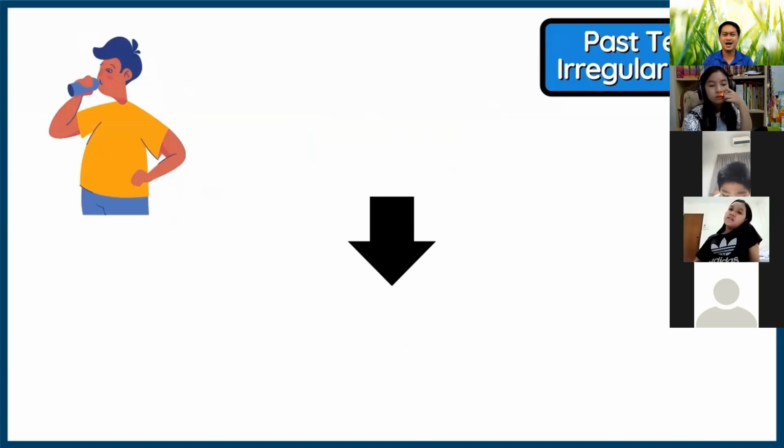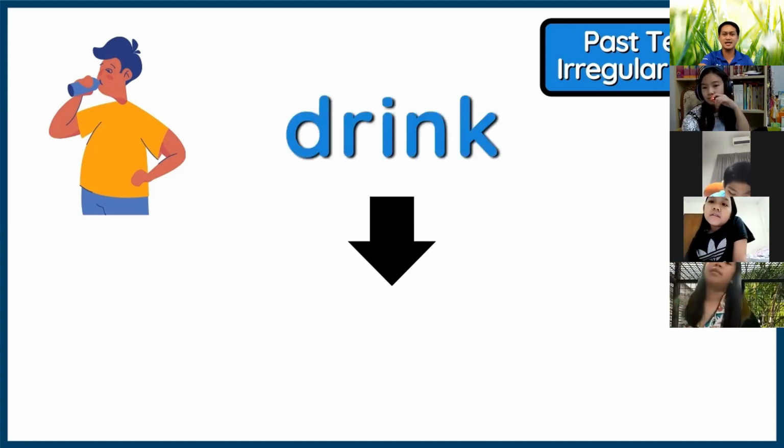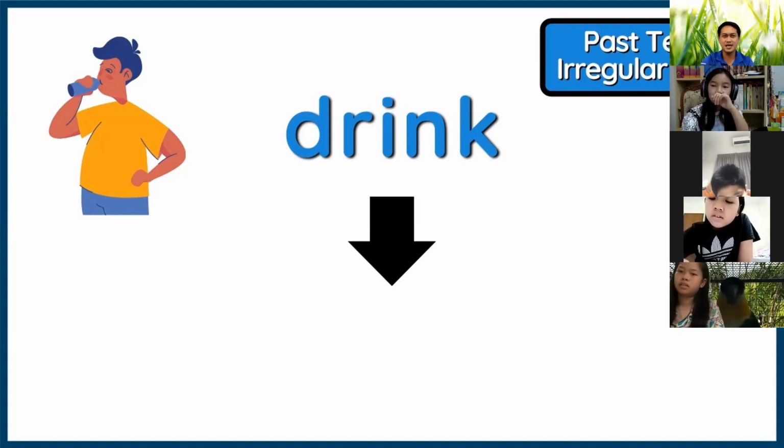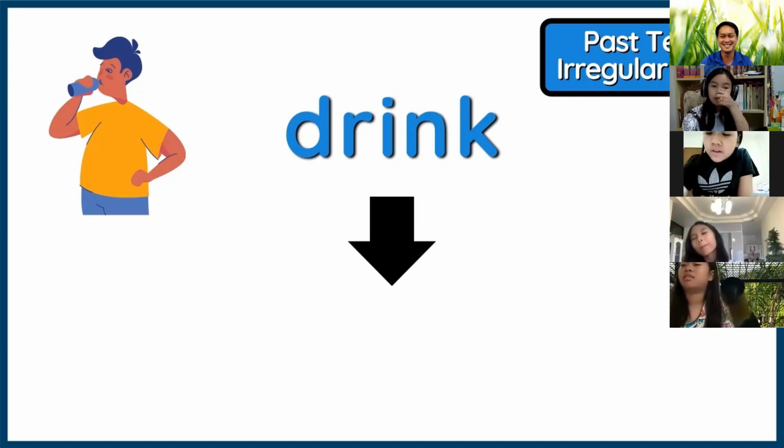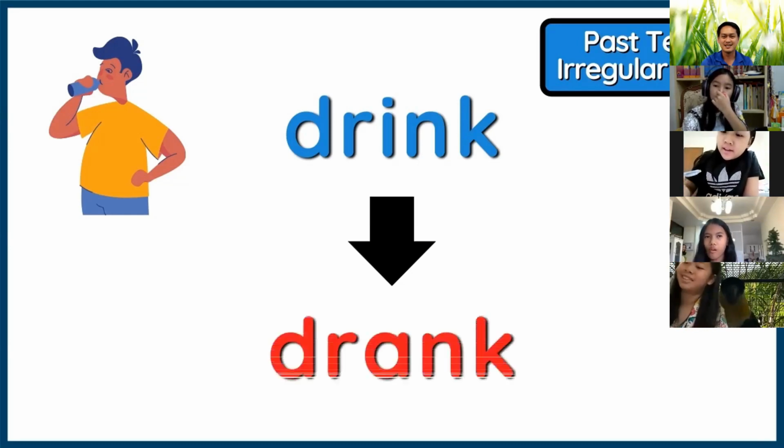Drink. Okay, very good. It's drink. How do we spell drink? D-R-I-N-K. Very good. And what is the past tense for the word drink? Drunk. Can you spell? D-R-U-N-K. D-R-A-N-K or D-R-U-N-K? What is your final answer? A. Okay.